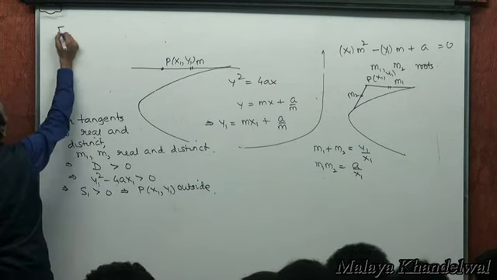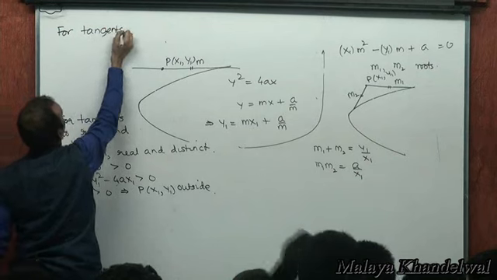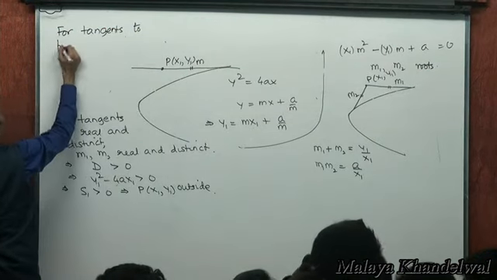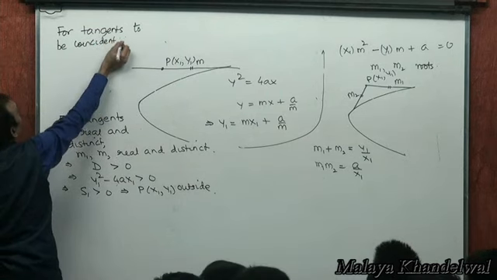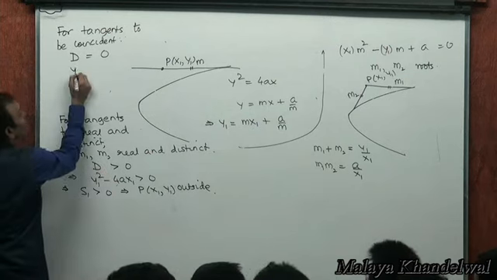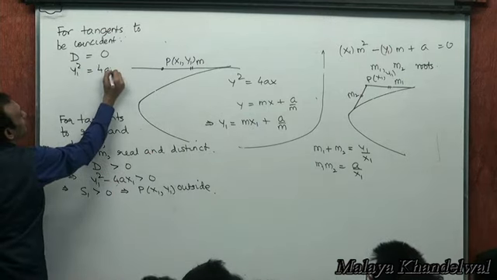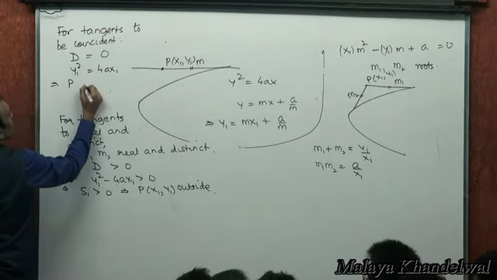For tangents to be coincident, the discriminant must be equal to 0. That means y1 squared must be 4a x1, or P lies on the parabola.